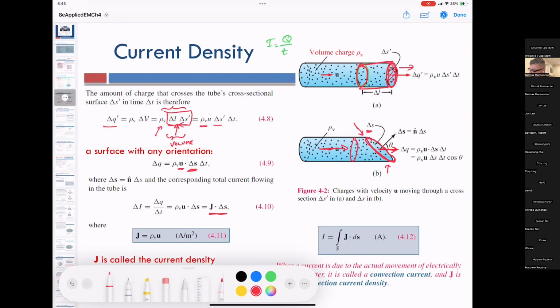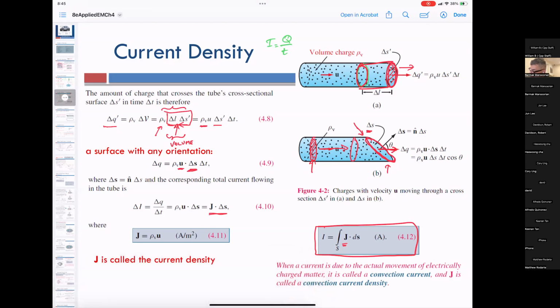If I wanted to have the total current going through this wire, I would have to integrate the current density along whatever surface is surrounding basically the wire.